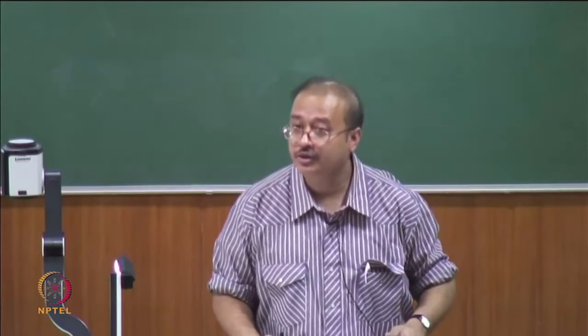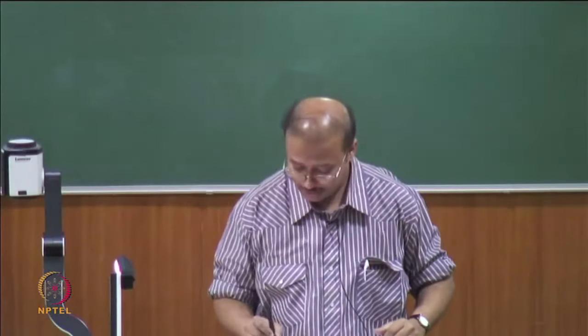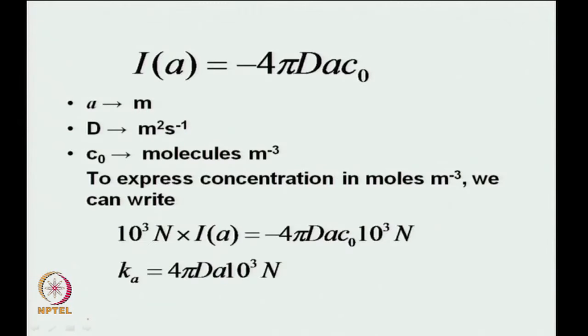Multiply by 10 to the power 3, right, because 1000 liters gives you 1 meter cube. Okay. So, that is essentially what you will see out here. To express concentration in moles per meter cube, now it is moles per meter cube, not moles per liter, we can write 10 to the power 3, which is the liter to meter cube conversion, right, times n. What is n? The Avogadro number times I of A gives you the equation, right. So, you are just multiplying 1000 n with I of A.